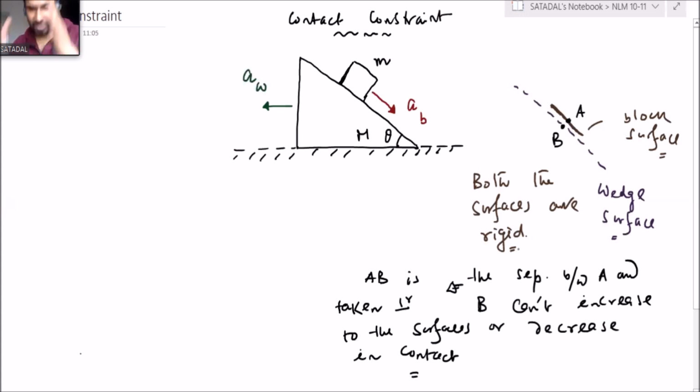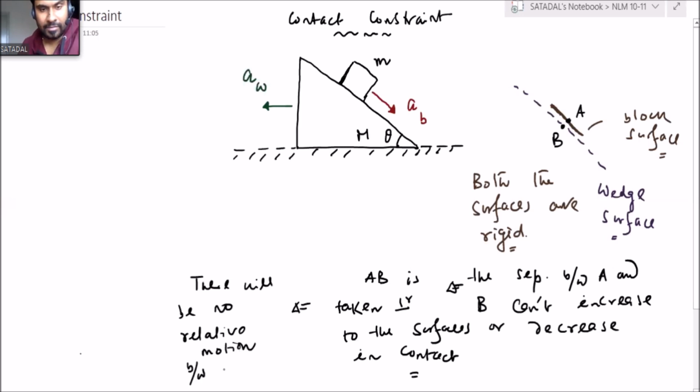Here very simple, you take 2 steel rods. When they are in contact with each other, since they are rigid, the separation between any 2 points of contact cannot increase or decrease. Correct? So if the separation remains constant, what can I write? There will be no relative motion between A and B along AB. Is this point clear or not? Tell me that first. Up to what we have written, is that clear or not?